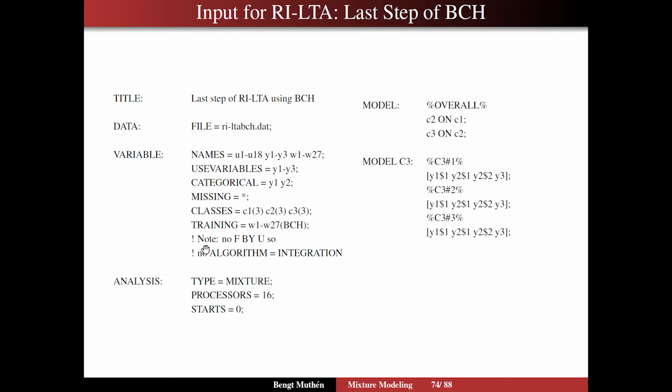And look at this now. We don't have any f by u statement here because the u's are not included in the model, as you see on the use variable list. The information from the u's is carried by the training variables. So no f by u, and therefore no algorithm equals integration is needed. F starts at 0 as usual. And you have C on C here in the model.